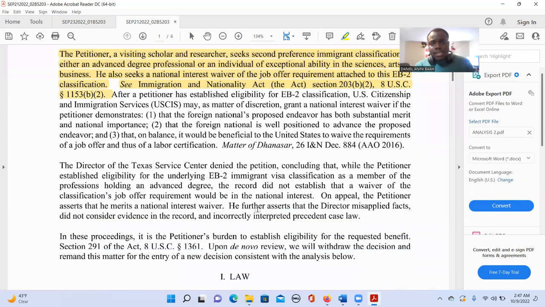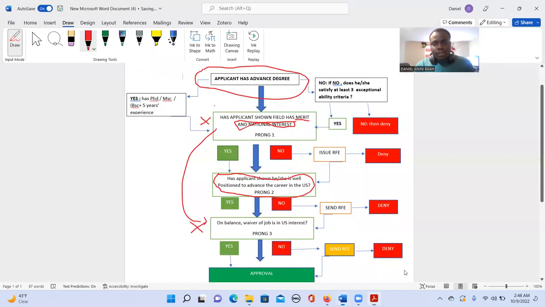Now, after the petitioner has established eligibility of this classification, the U.S. Citizenship and Immigration Service may, as a matter of discretion, grant a national interest waiver if the petitioner demonstrates that one, the foreign national's proposed endeavor has substantial merit and national importance. Two, the foreign national is well positioned. And three, on balance, it will be beneficial for the U.S. nation to waive the job offer requirement. So you see that these things they have even listed here come back to confirm the decision tree I made at this point for the prong test, 1, 2, and 3. Yeah, that is what they are looking for.